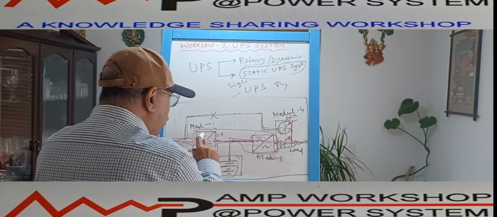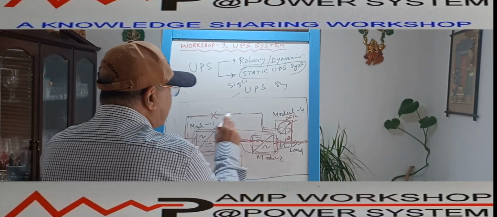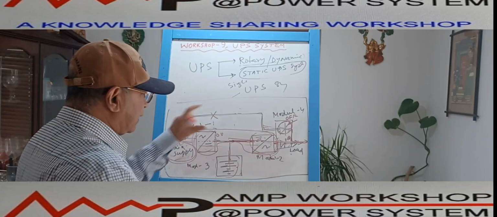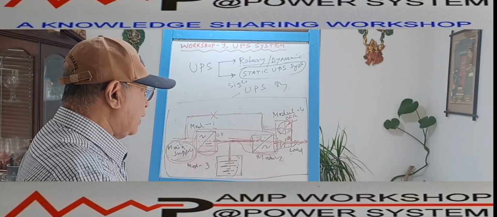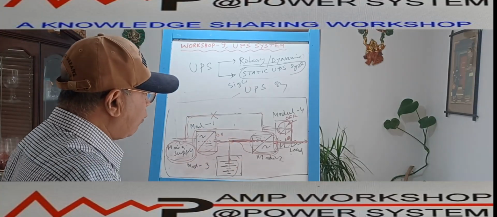But in case of total UPS failure or inverter failure, the main supply will pass through the static switch. So this will be the path. These are the two different ways it can work. So this is how the normal single UPS works.